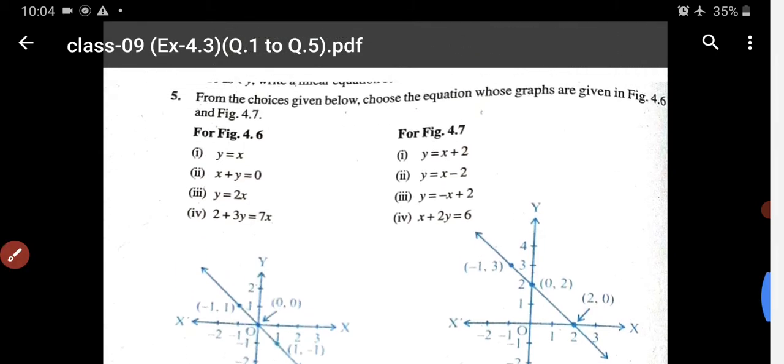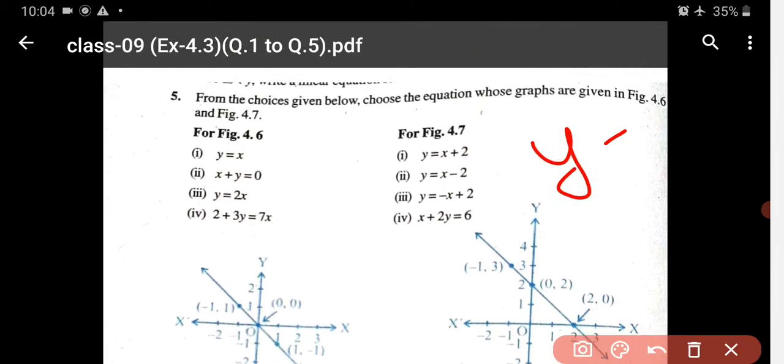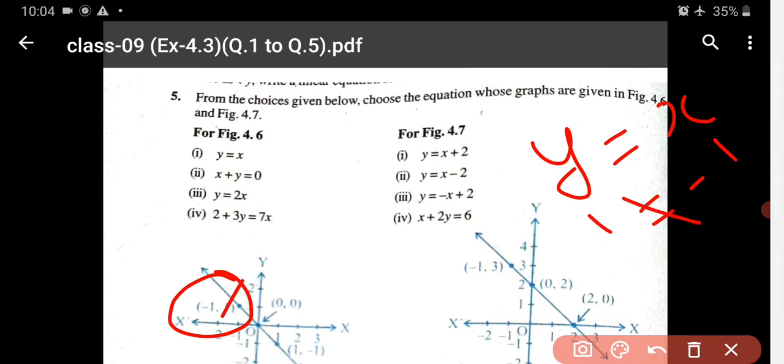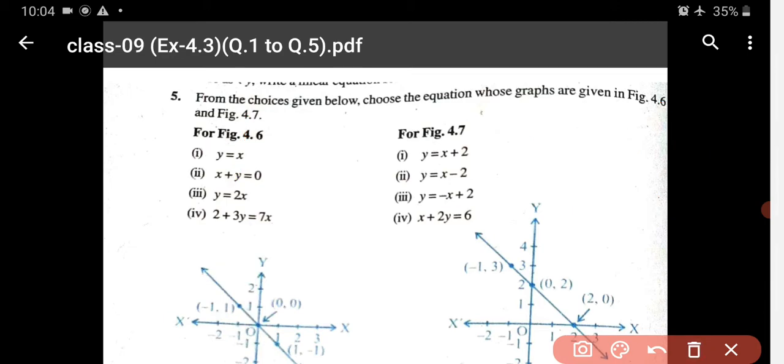Now just take the first equation. First equation is y is equal to x. Now just check the point. First point is minus 1 comma 1. In place of x you have to put minus 1. In place of y you have to put 1. Are they equal? No. It means the first option is wrong because it does not satisfy the point.